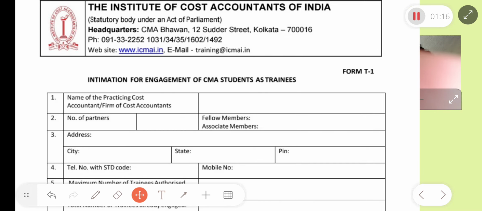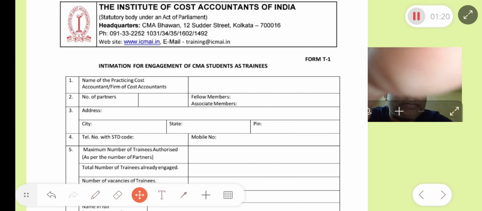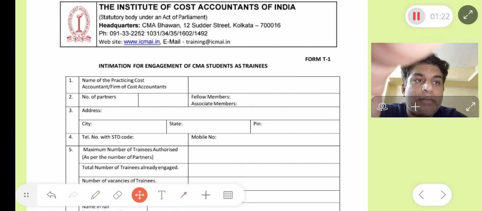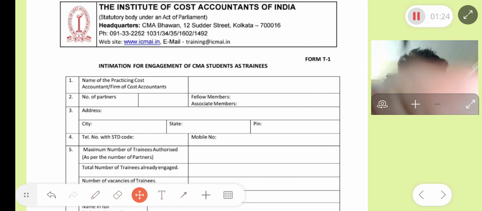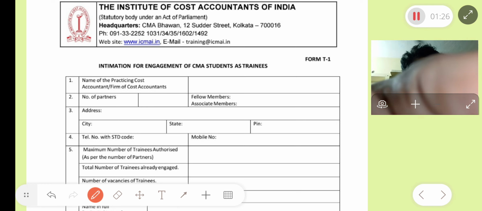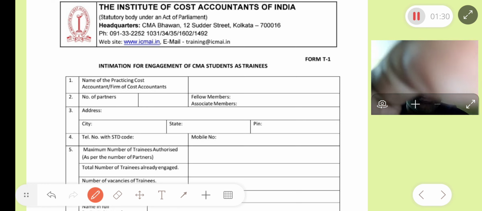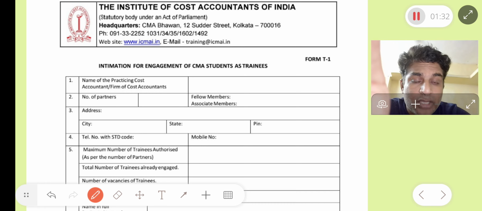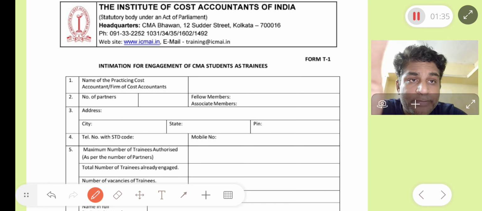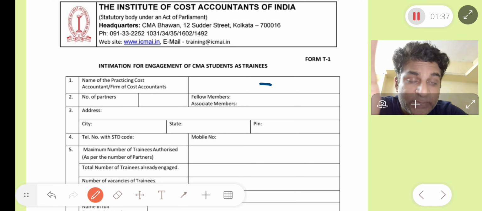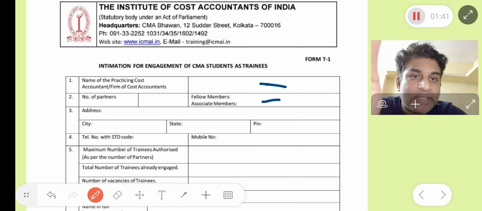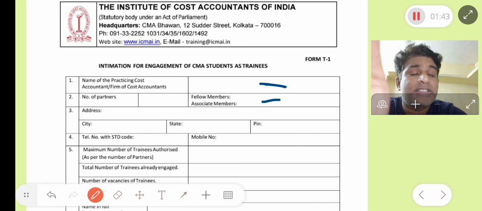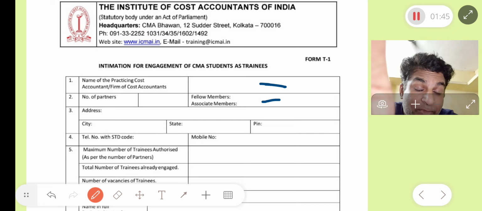So now come to the main point. Form T1, we see here Form T1. First, fill in the column: name of the practicing cost accounting firm or cost accountants. You mention the name of your practicing firm here. He is a fellow member or associate member, and mention here the number of partners.